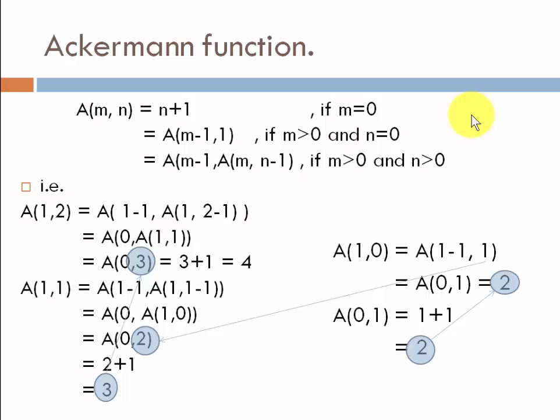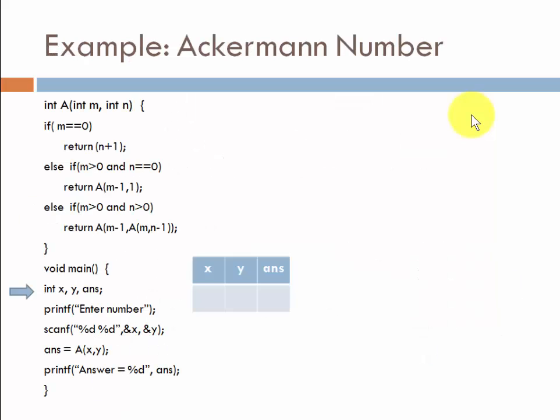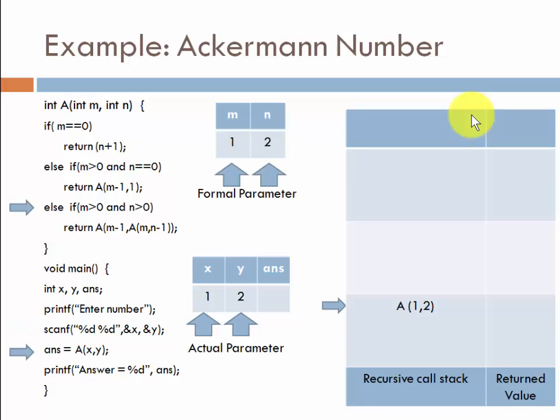Now we will see a program that is representing a recursive definition. Firstly, here it requires two input variables x and y, and answer variable is your output variable. Suppose we are entering the value x equal to 1 and y equal to 2. It will pass these two x and y as actual parameters 1 and 2 to your m and n, which are formal parameters.